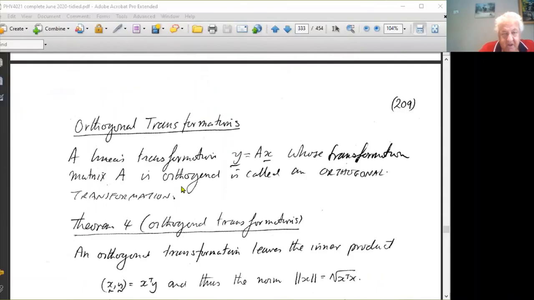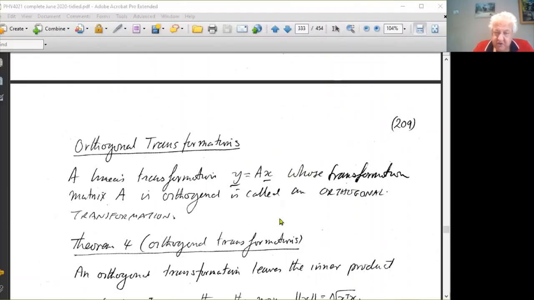An orthogonal transformation. A linear transformation y equals Ax, whose transformation matrix A is orthogonal, is called an orthogonal transformation. Essentially, we take a vector, we apply a matrix, we get another vector. This is a transformation. In the special case where A is orthogonal, we have an orthogonal transformation. The reason this definition is important is because orthogonal transformations leave certain things invariant. In particular, if you transform a dot product, its value stays the same under an orthogonal transformation. The angle between vectors stays the same. If you transform each vector, the angle between the transformed vectors stays the same.